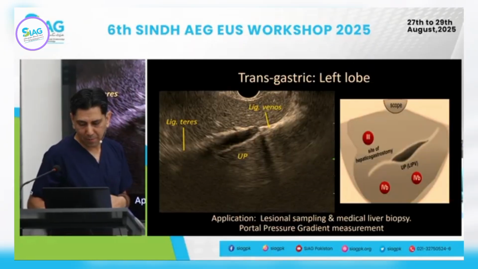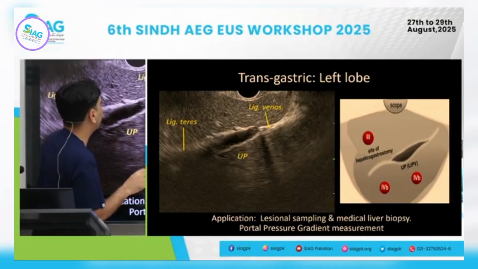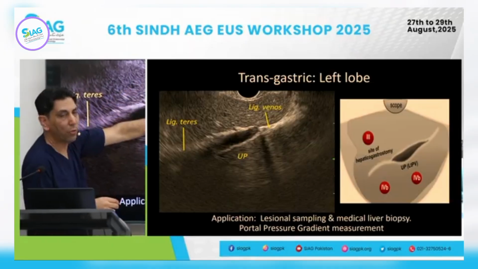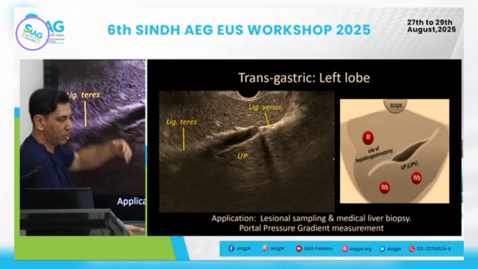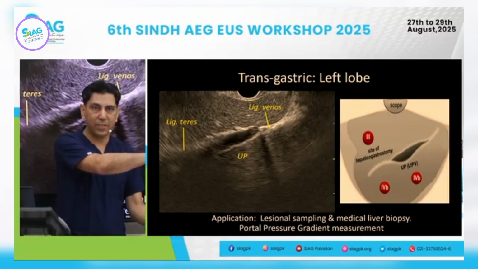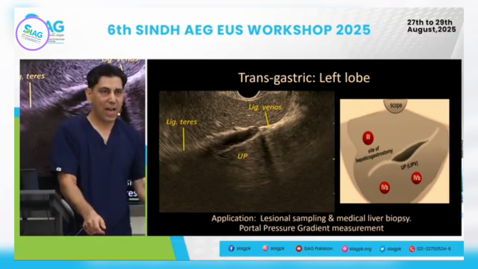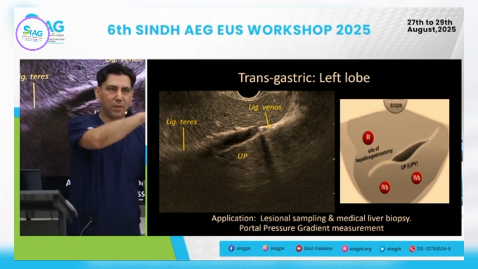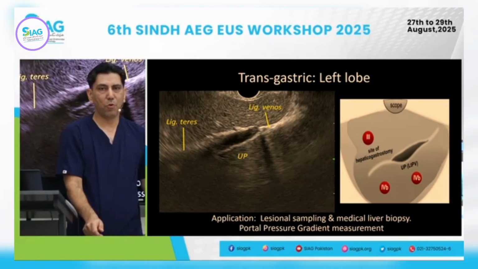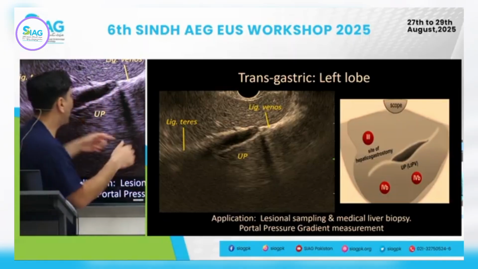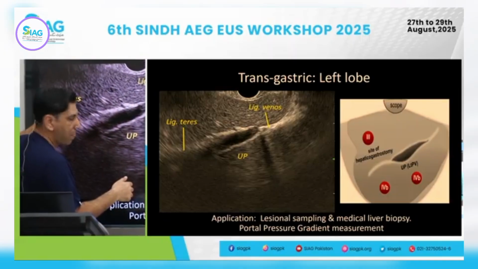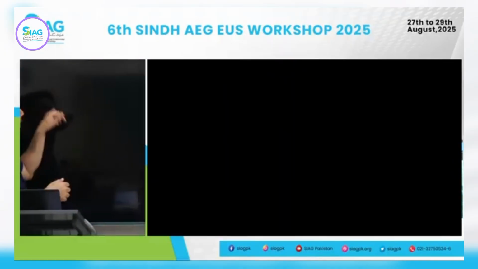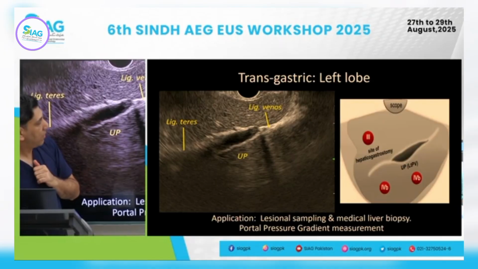How does it help? It helps us in differentiating segments. So segment 1, segment 4A, 4B, and 3. Segment 3, which was before underneath the left hepatic vein, has now come up. So segment 2 and segment 3: the moment we start to rotate, segment 3 has come up. 1, 4A, 4B, and segment 3.